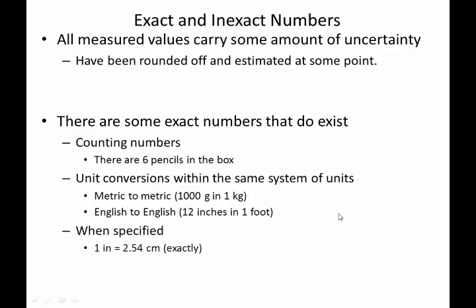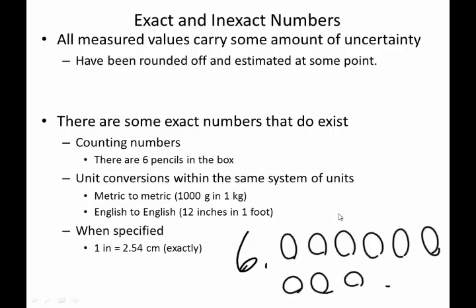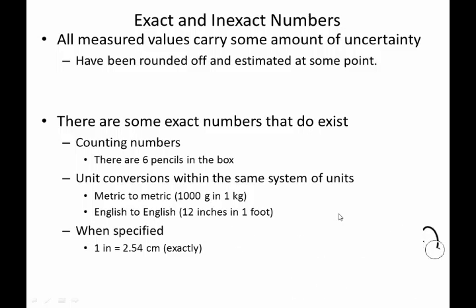And so this is one of those few times, if I have 6 pencils in the box, an exact number is when we can actually treat it like it's a number in a pure math class, and I can just write zeros all day behind it. It has an unlimited number of significant figures. It's not 6.0000000000001 pencils in the box. It's 6.